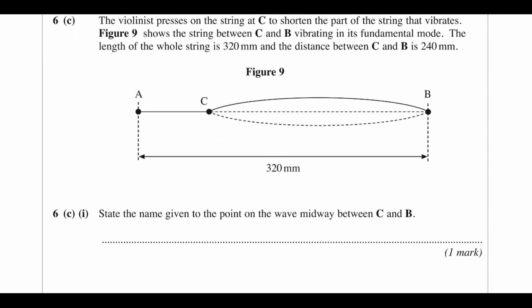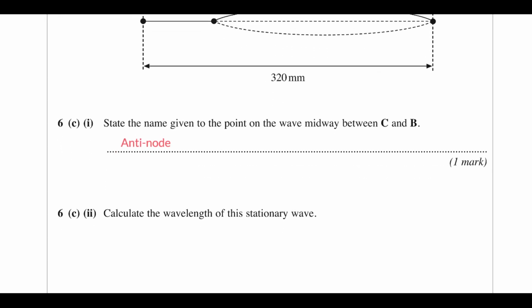So the violinist presses the string at C to shorten the part of the string that vibrates. This is like putting your finger on the string on a guitar, like on a fret. State the name given to the point on the wave midway between C and B. We can see that's a point of maximum displacement, so that is going to be an antinode. Hopefully no surprises there. The maximum displacement point on a stationary wave is called an antinode.